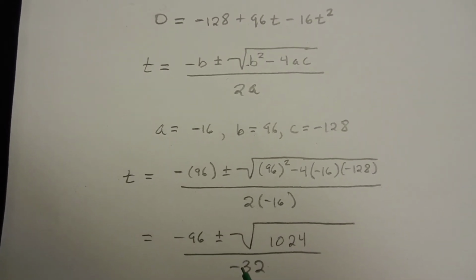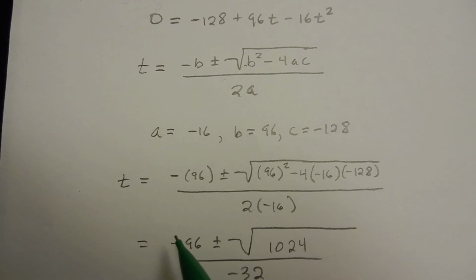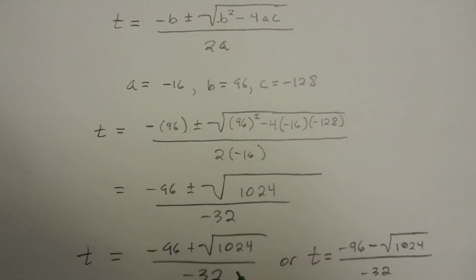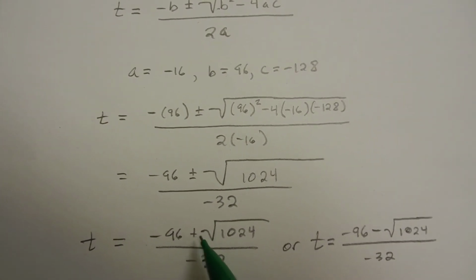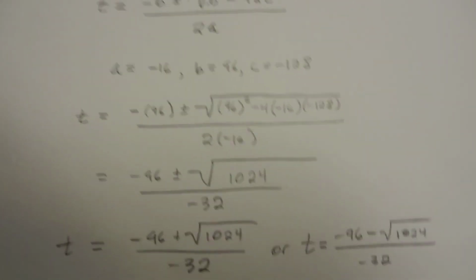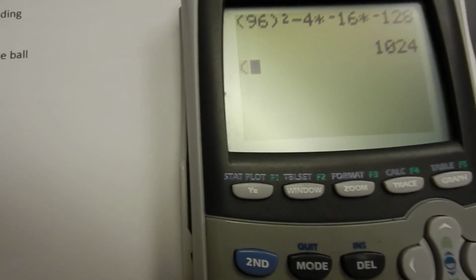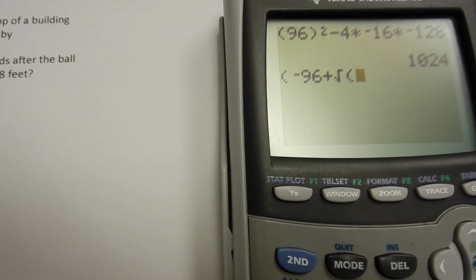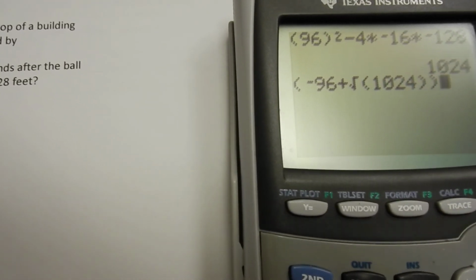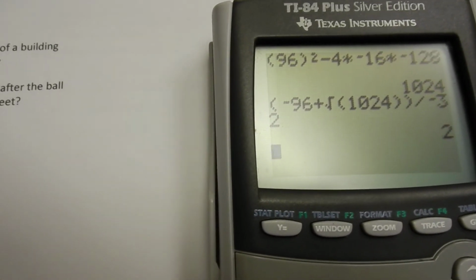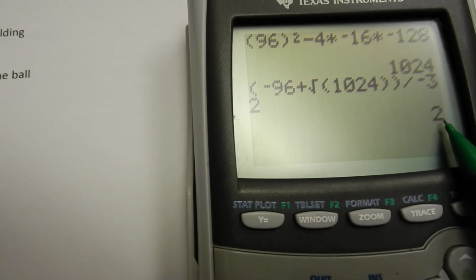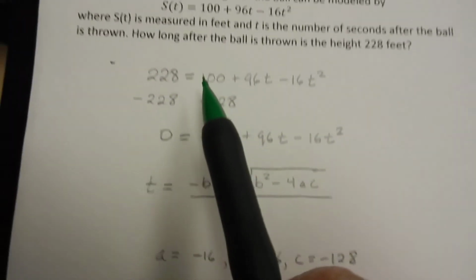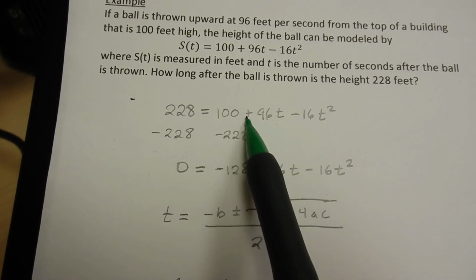Now from this point, you could enter in this entire calculation into your calculator. You need parentheses around the entire top, and then divide by negative 32. And let's recognize that there's two values here. There's the plus value here, and then the minus value in between. So let's do the plus one first. So in our calculator, I'm going to open up a set of parentheses, and that is negative 96 plus the square root 1024. Double close those parentheses and divide by negative 32. So one answer, that would be a t value of 2, and that's seconds. So 2 seconds after the ball is thrown, it has a height of 228. So t equals 2 will satisfy this equation.